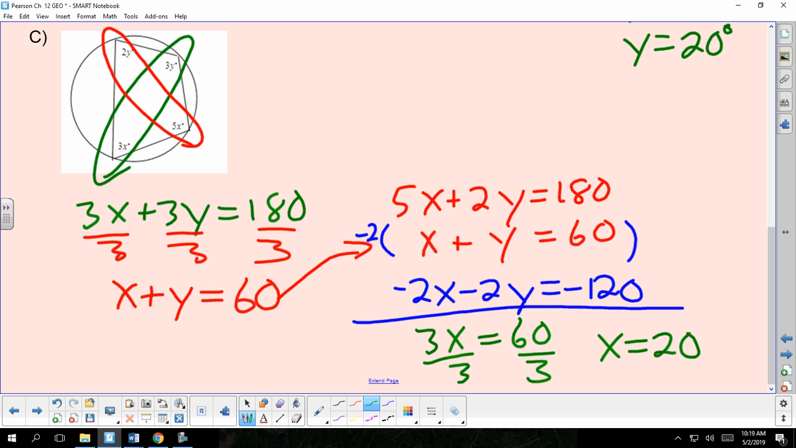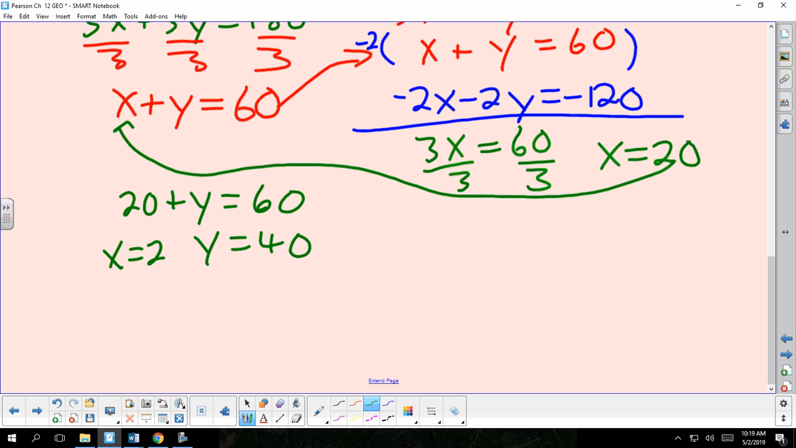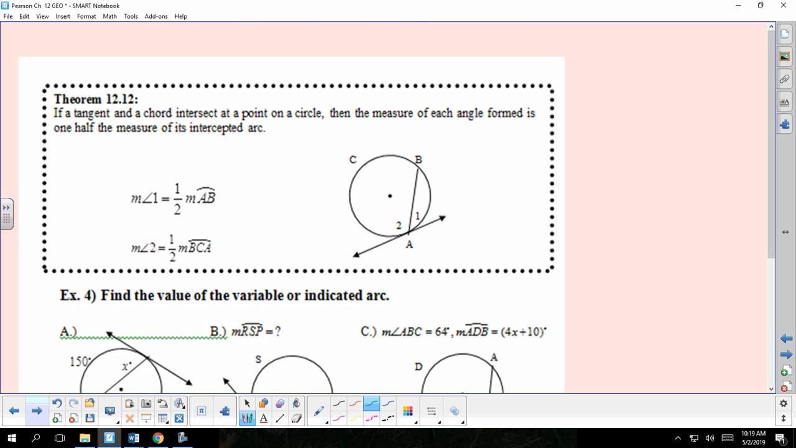And then to figure out what y is, just take that 20, plug it in right there. So we have 20 plus y equals 60. Y equals 40. We have x equals 20 and y equals 40. Last big idea for today. And this one tends to be the trickiest one.